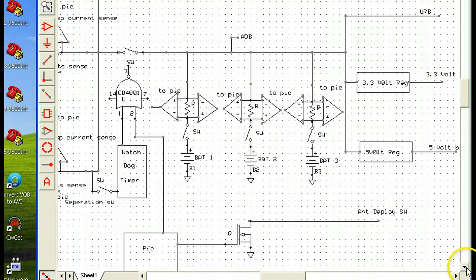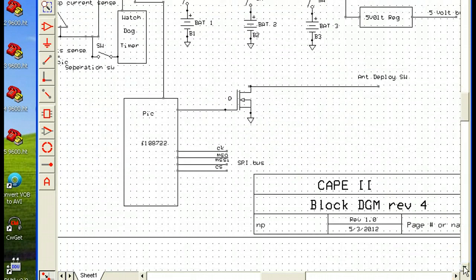In addition, we have a couple other interfaces. One is the antenna deploy switch. This is a high current switch capable of switching at least 2 amps. And when it comes time to deploy the antennas and the solar panels, the PIC will put a high on this FET switch, which produces a high current path to ground through a piece of nichrome wire, cutting our deal.